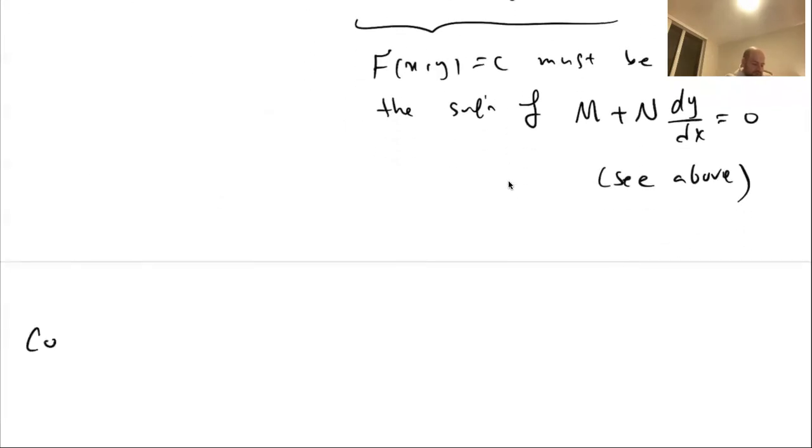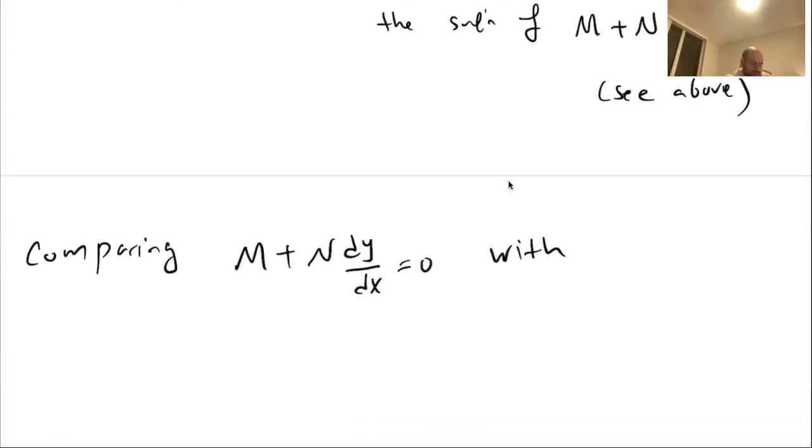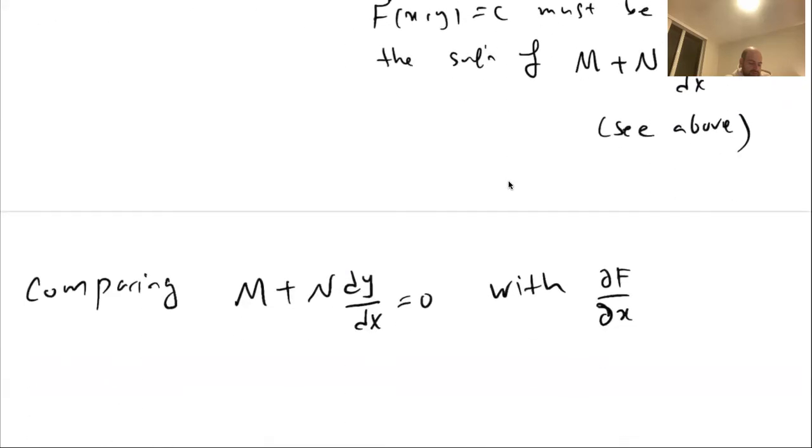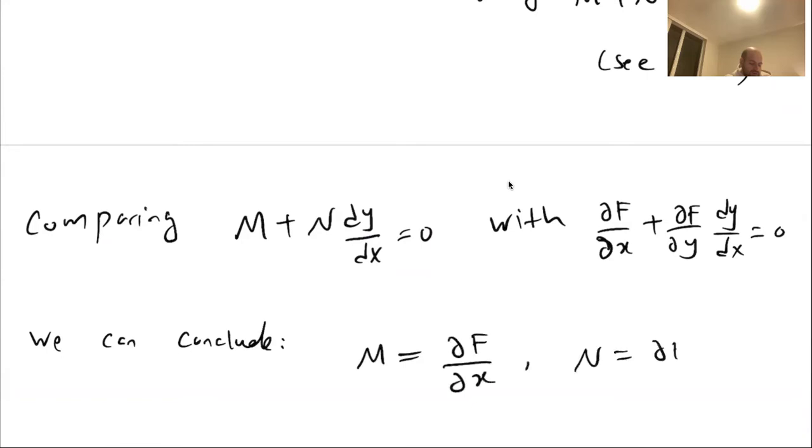So comparing M plus N dy/dx equals 0 with dF/dx plus dF/dy times dy/dx equals 0, we can conclude that M must be dF/dx and N must be dF/dy.